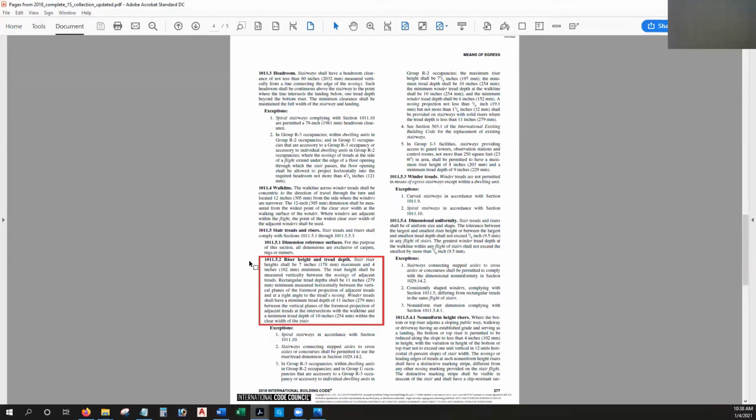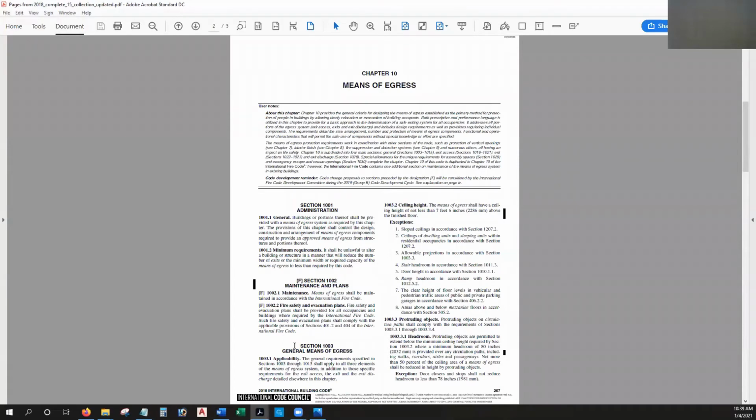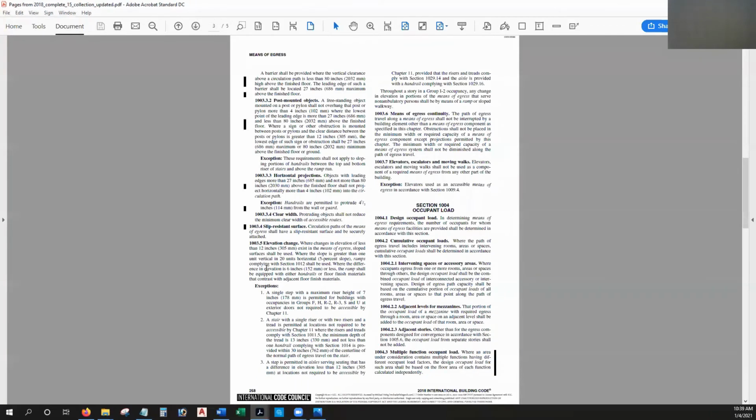But what do we do where we have vertical changes in elevation that are greater than 1/2 inch because of the accessibility provisions, but not quite 4 inches? So we're looking at elevation changes between 1/2 inch and 4 inches. How does the building code regulate this? It's a question that a lot of designers don't know the answer to, and so we are going to be going over that today. It is actually found in section 1003 of chapter 10 for general means of egress. If you look at section 1003.5, elevation change, that's where we find the rule.